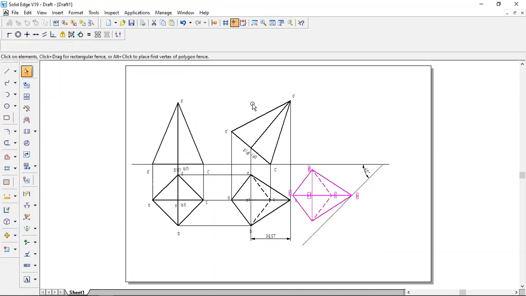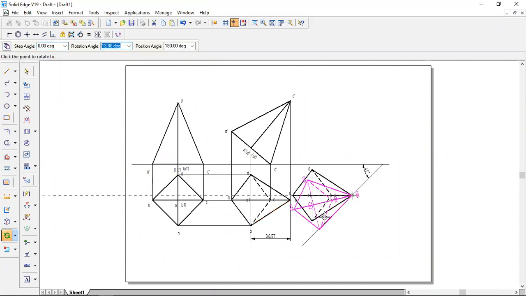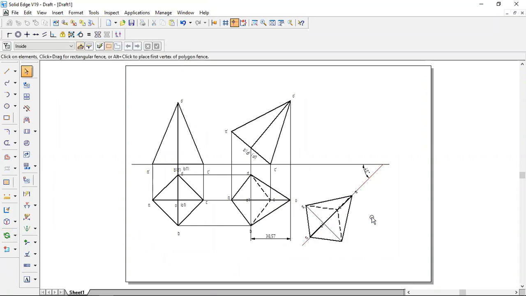Then you need to rotate to the given angle, that is 45 degrees. Just rotate like this, rotate without copy. That's it. This O1 is the apparent axis, inclined at an angle of 45 degrees to PP. So that's what we have drawn, and all the conditions are satisfied now.